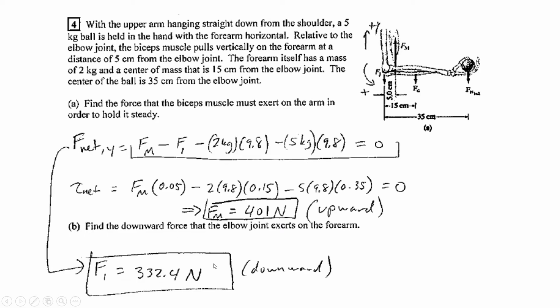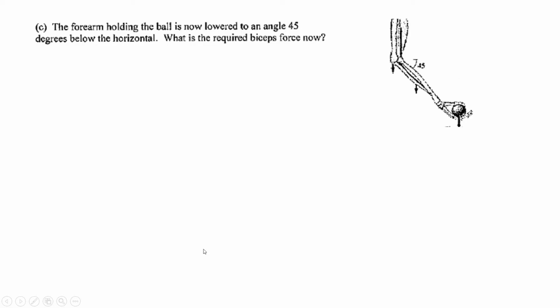All right, here's a second variation. The next part, part C, asks: suppose you change the orientation of your forearm so it's not being held horizontally anymore, but rather it's 45 degrees below the horizontal. How does the biceps force required change from the 401 newtons that was in the previous problem?